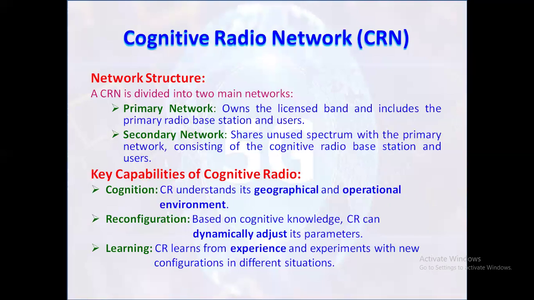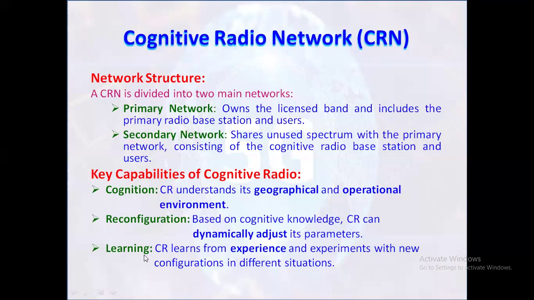This means that depending on the situation, a CR can automatically adjust its transmission power, frequency band, and communication protocol to optimize its performance and avoid interference with the primary users and ensure efficient use of the spectrum. The ability to reconfigure is essential for adapting to changing network conditions and maintaining robust communication.